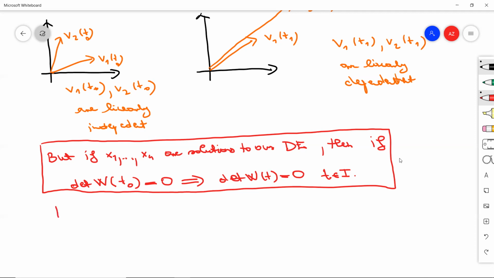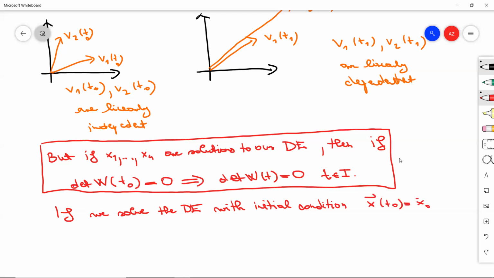So this means that if we solve the DE with initial condition x of t naught is something, x prime of t naught is something. So here by x vector I mean that we have conditions on x, and then x prime, x double prime, and so on. So we have n conditions.